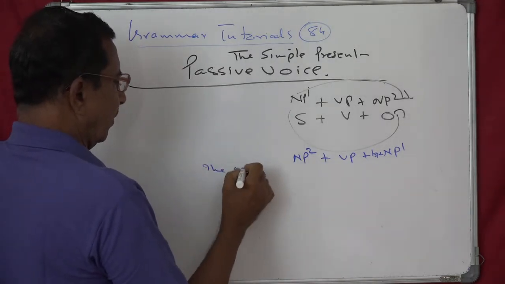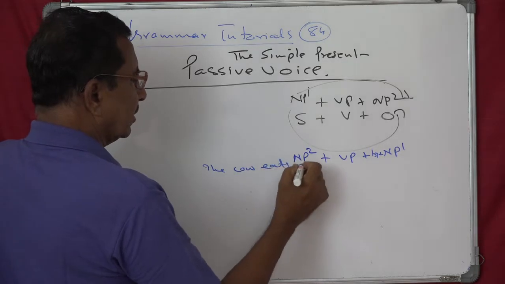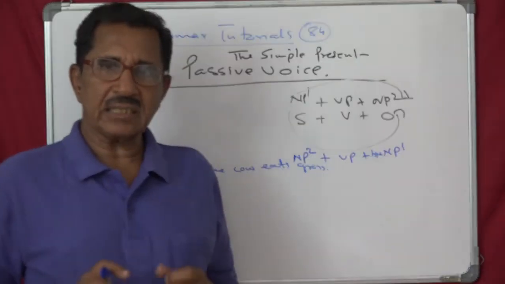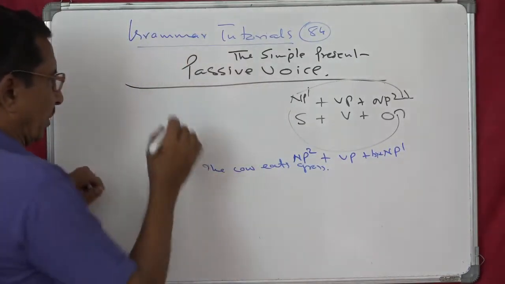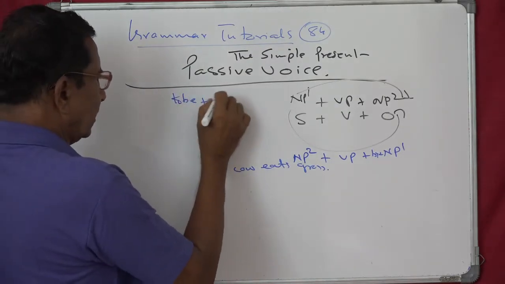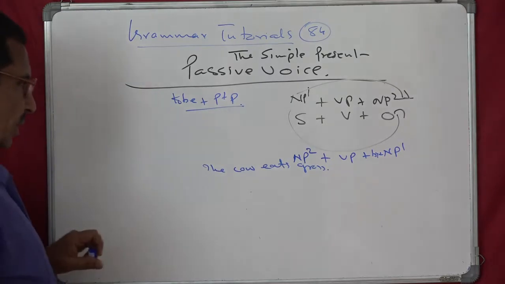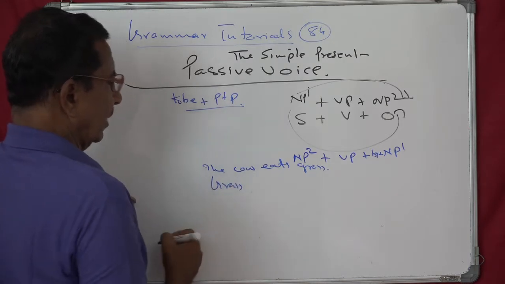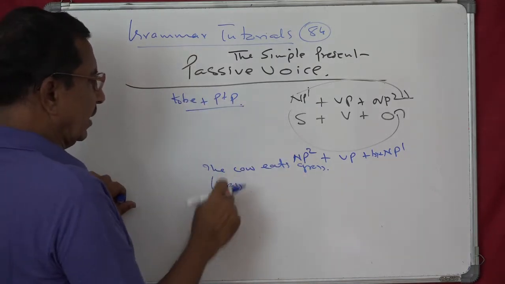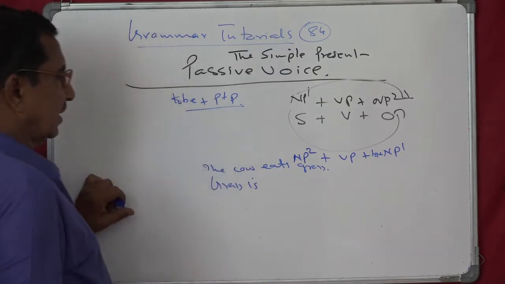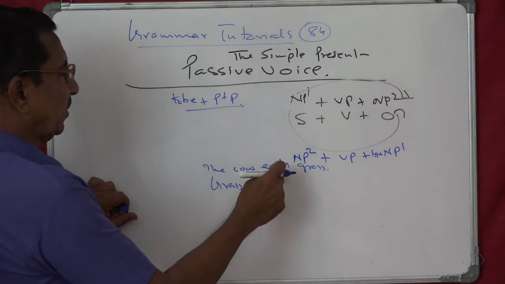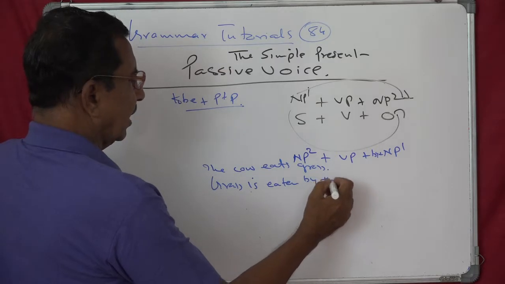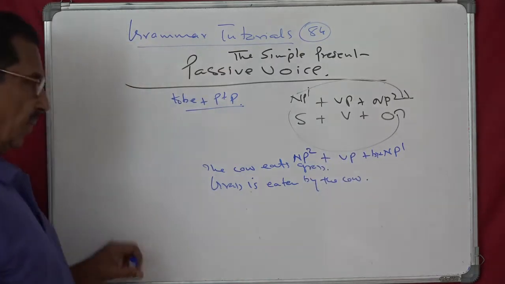The cow eats grass. So as far as the verb phrase is concerned, for all passives you have got only one formula: to be plus past participle. So what you have to do is take the grass, which is the object, and bring it here. Then to be. Grass is singular third person, is. Isn't it? Then the past participle of the given verb, eaten, by the cow. So that is the passive.